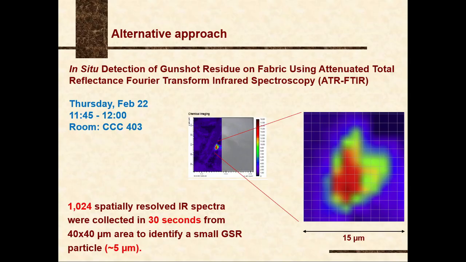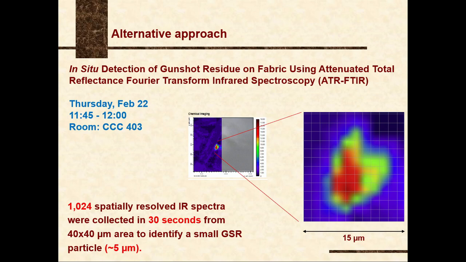And it's my last slide. I just want to invite you to my another talk, which I will give on Thursday. And this is on our attempt to use attenuated total reflection Fourier transform infrared spectroscopy, which is also vibrational spectroscopy. We want to test it as an alternative to Raman spectroscopy for identification of gunshot residue. Look at it.